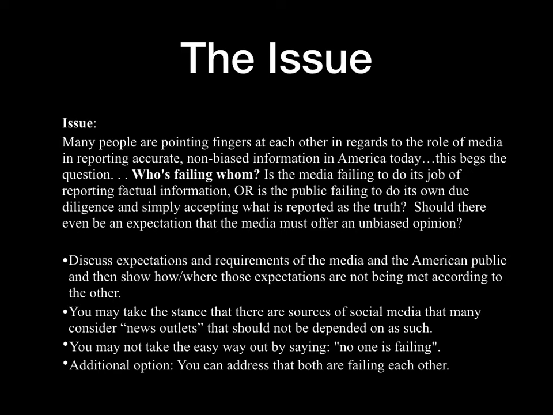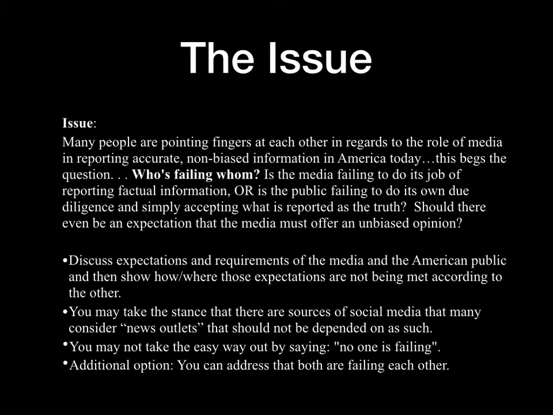So here is the issue that I'm giving you. The issue is many people are pointing fingers at each other in regards to the role of the media in reporting accurate, non-biased information today. So this begs the question, who's failing whom? Is the media failing to do its job of reporting factual information, or is the public failing to do its own due diligence and simply accepting what is reported as the truth? Should there even be an expectation that the media must offer an unbiased opinion?